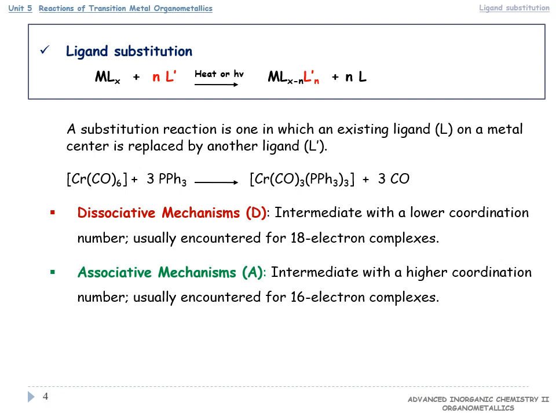The dissociative mechanism, D, is usually encountered for 18 electron complexes, and there is an intermediate with a lower coordination number. In the case of 16 electron complexes, associative mechanisms can also be encountered, in which there is an intermediate with a higher coordination number.